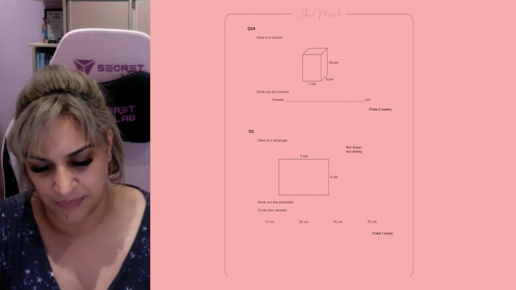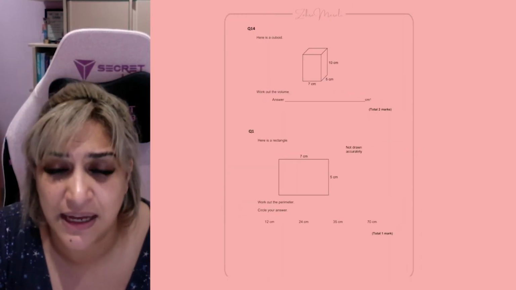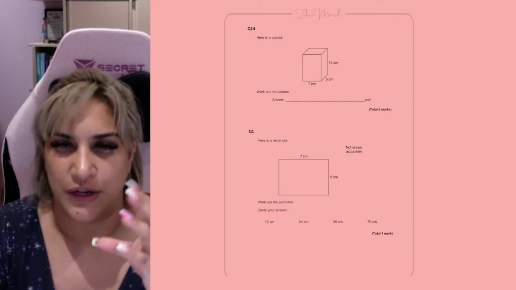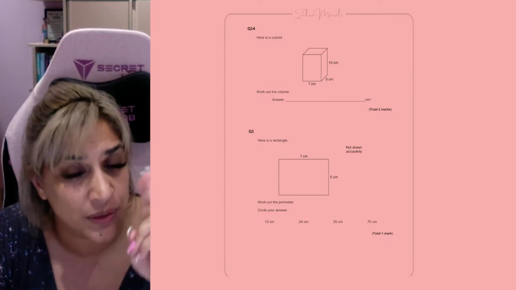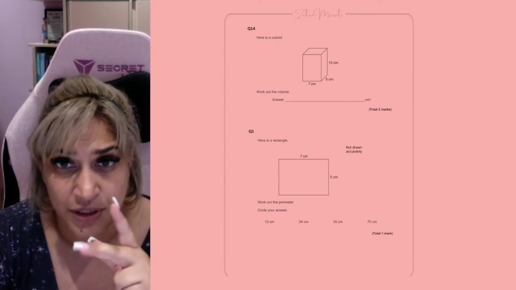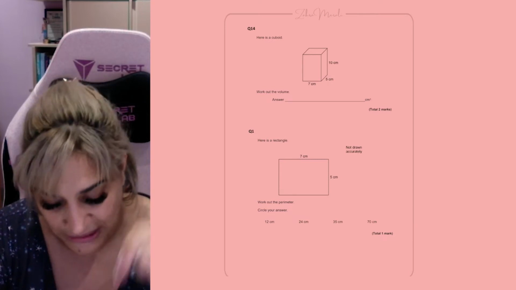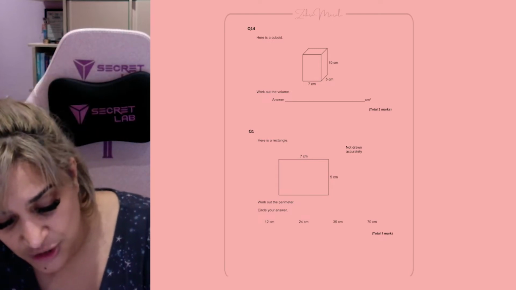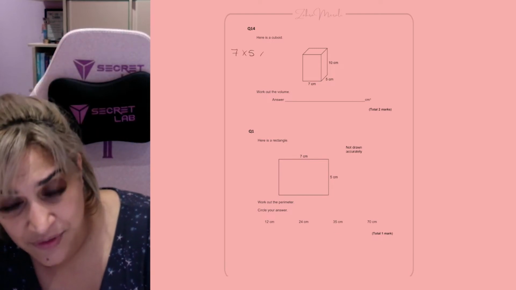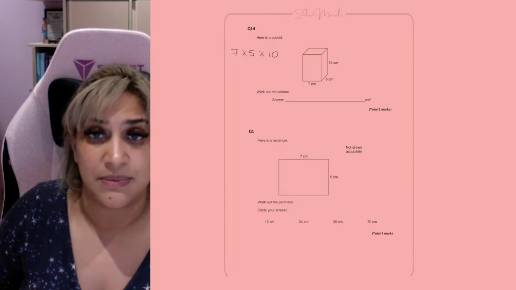Right. We've got a cuboid and we want to work out the volume. For area, you times two numbers together. A length is always 1, area is 2. For volume, you should be timesing 3 numbers together. We're given 3 numbers, we're literally just going to multiply them. So 7 times 5 times 10.